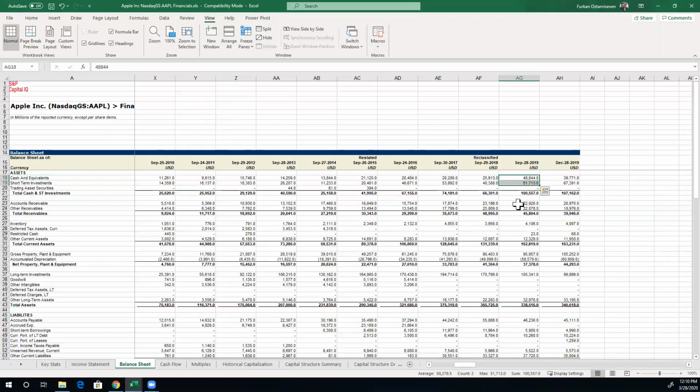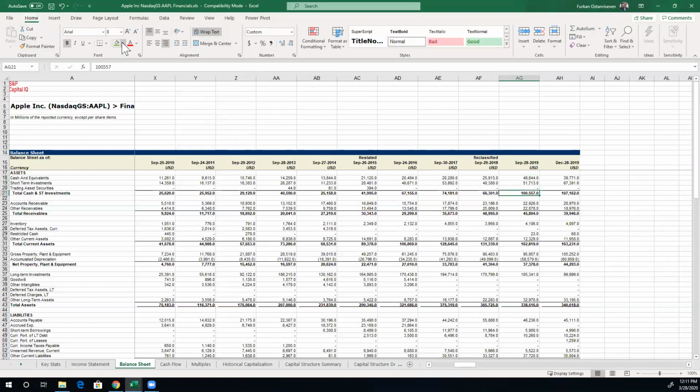These are like high quality bonds such as US Treasuries. And overall, total cash and short-term investments for Apple is around $100 billion. Okay, that's quite a bit of money.